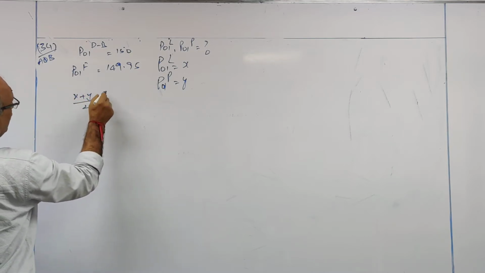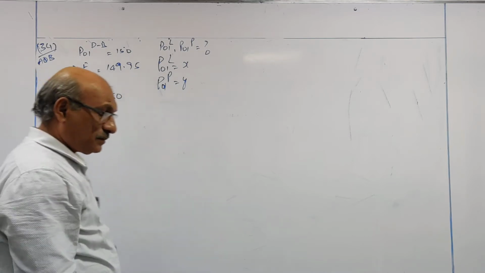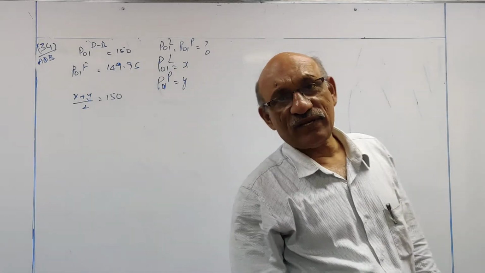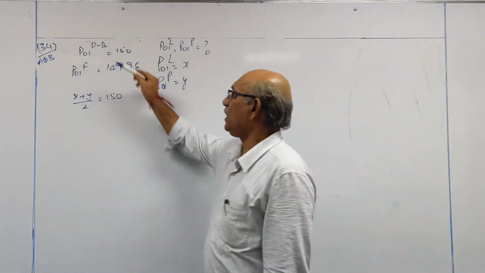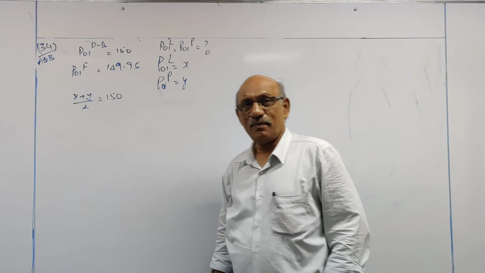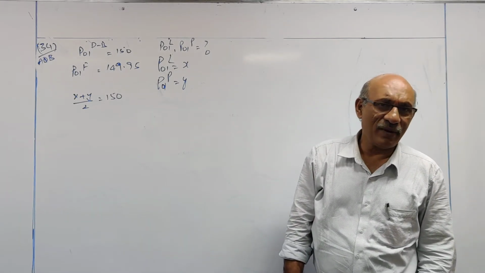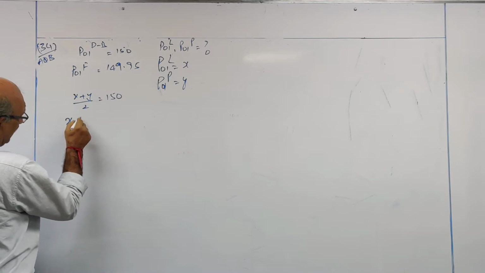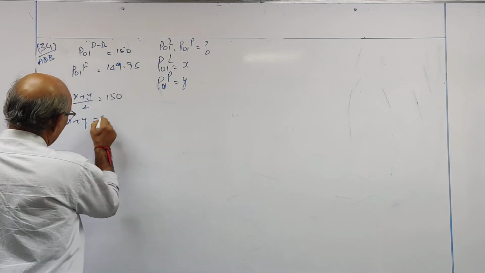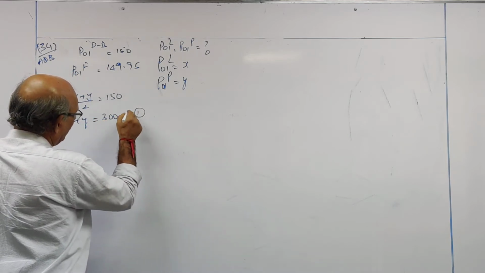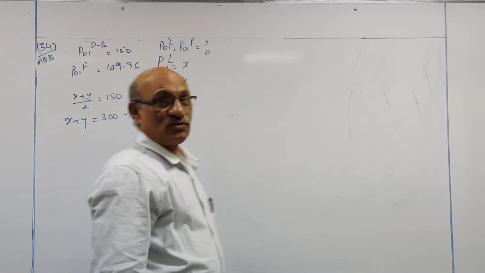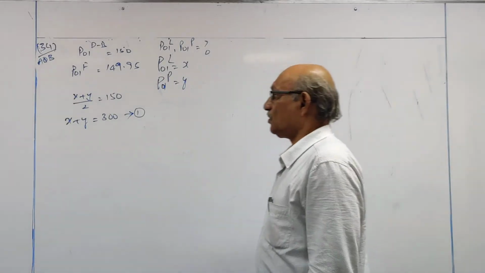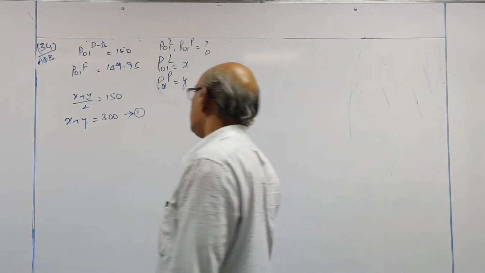(X plus Y) by 2 is equal to 150. Drobisch-Bowley's index number is given as 150, which is nothing but the arithmetic mean of last year and past year's index numbers. So, cross multiplying, X plus Y is equal to 300, equation number 1.